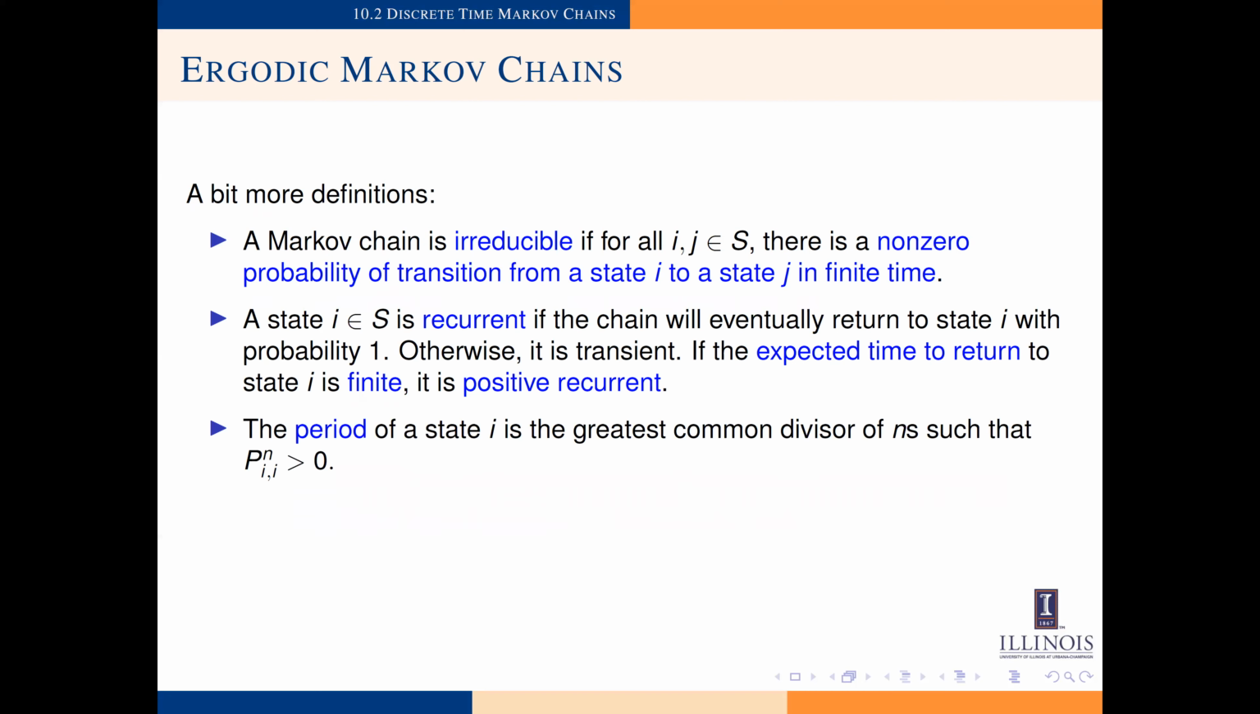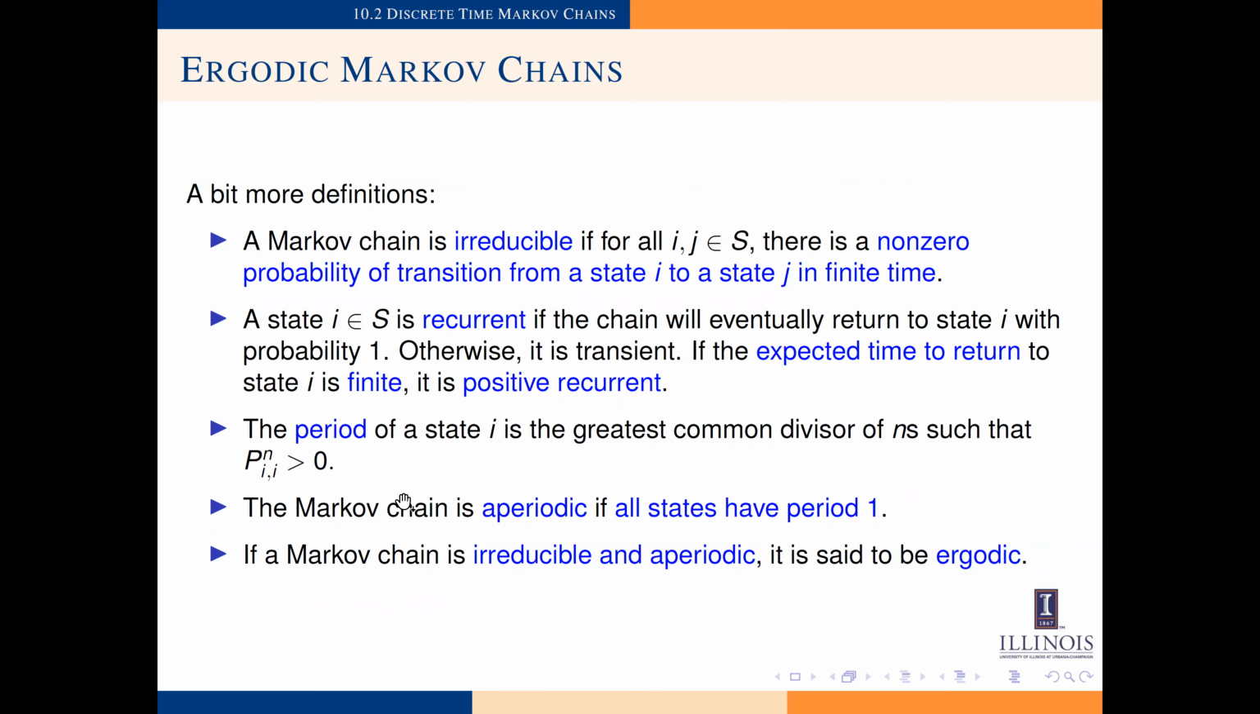The period of a state i is the greatest common divisor of the n's which satisfy p_ii raised to the nth power is greater than 0. In other words, the probability of returning to state i from state i in n steps is non-zero. If all of the states have period 1, then the Markov chain is called aperiodic. And if a Markov chain is irreducible and aperiodic, it is said to be ergodic.